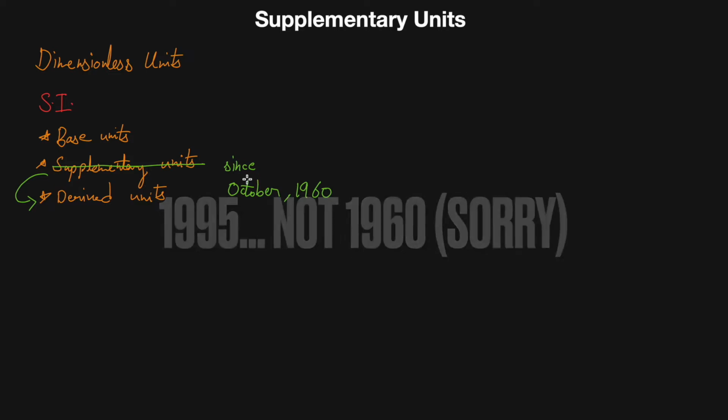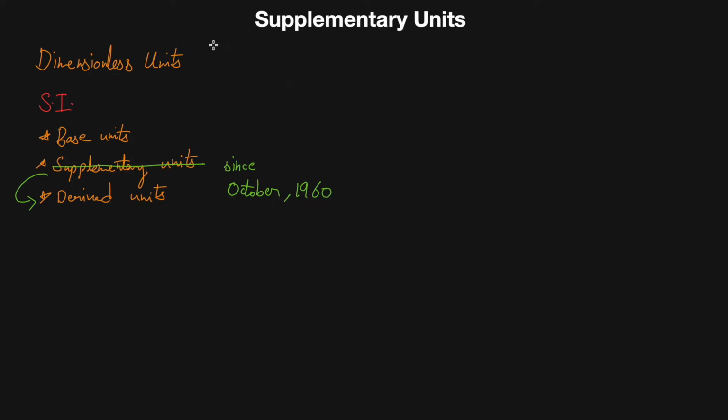Now, as I said in the beginning of the video, the supplementary units are also known as the dimensionless units. The reason is that they don't have any physical dimension, and they have a corresponding SI unit of measurement of 1.